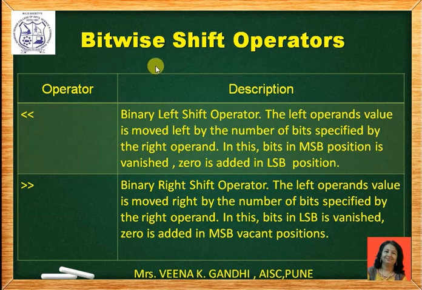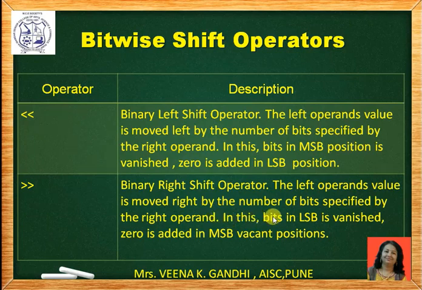Now the bitwise shift operators, left shift and right shift. In left shift, the left operand's value is moved to the left by the number of bits specified by the right operand. In this, the bits in the MSB position vanish and 0 is added into the LSB position. In the binary right shift operation, the left operand value is moved to the right by the number of bits specified by the right operand.